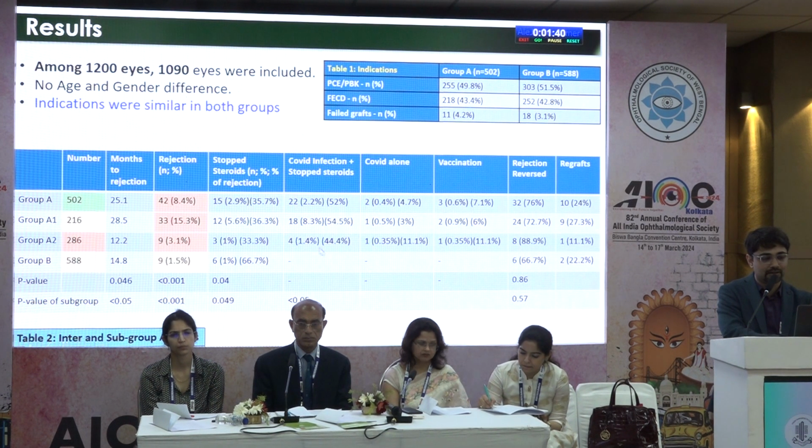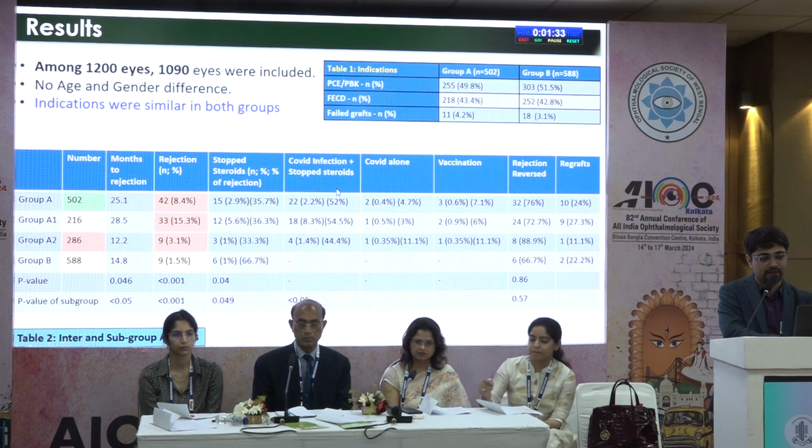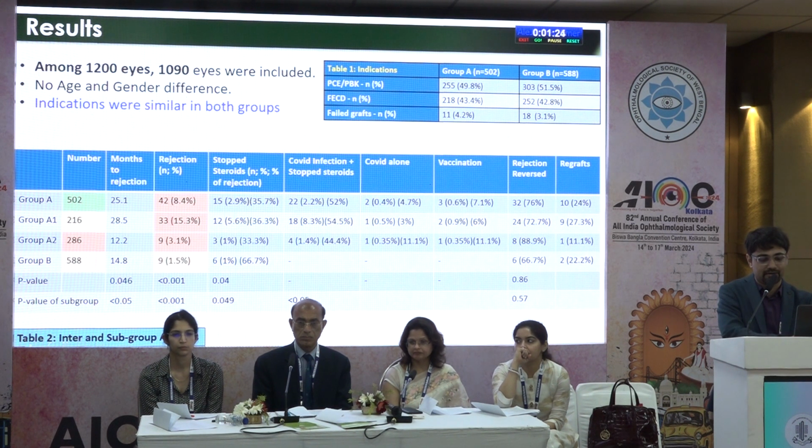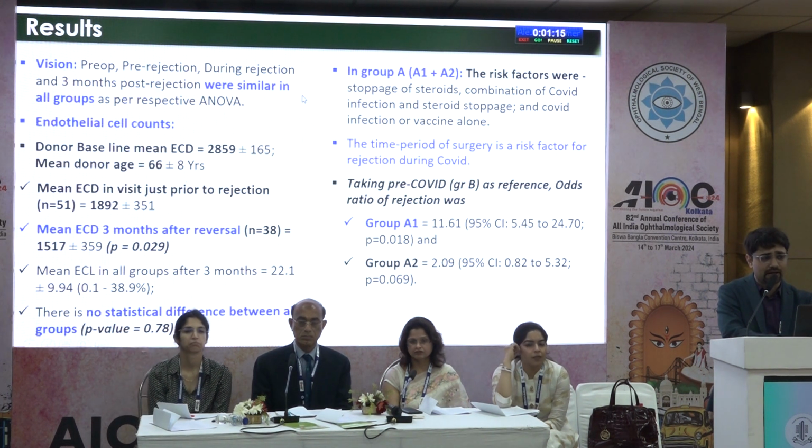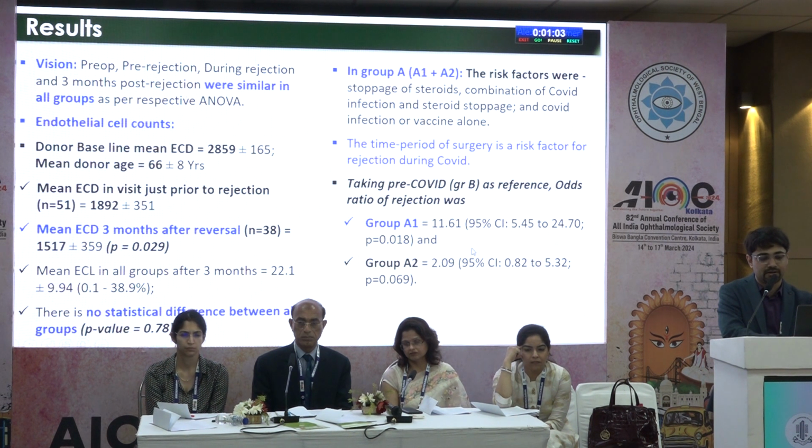What we found is that the highest risk factor here is a combination of stopping steroids and COVID infection happening together. Stopping steroid alone or COVID alone did not have as much of an impact. For vaccination, the numbers were too few to have any significant clinical importance. Most of the grafts reversed, and regrafts were required in about 20% of cases in both groups. The visual outcome after reversal of rejection was similar in both groups. But the odds ratio was highest in group A1, who were about 11 times more likely to have a rejection compared to the pre-COVID control group.